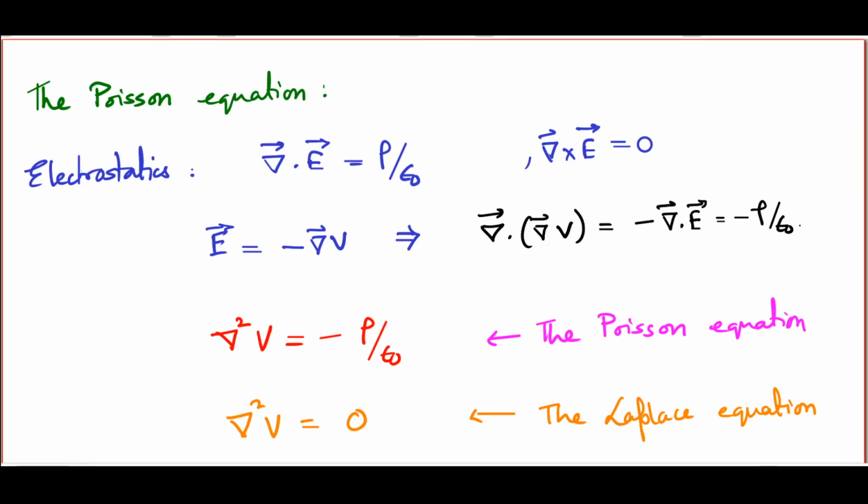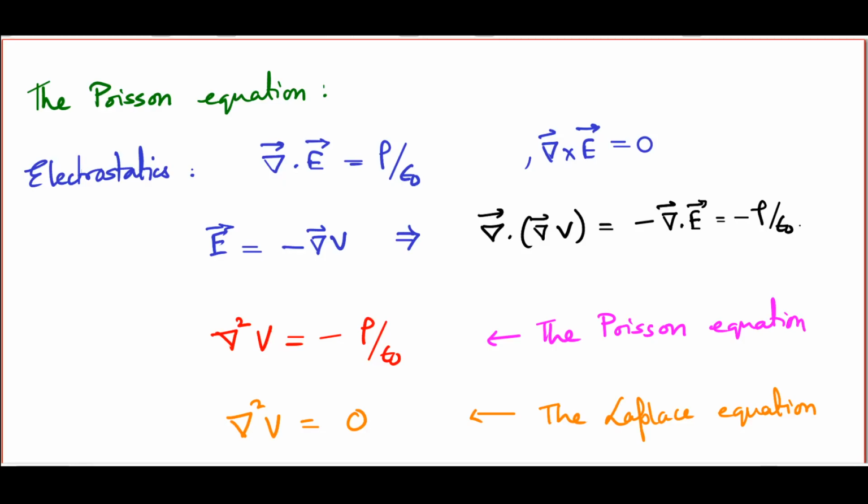Now, using the fact that divergence of E is rho by epsilon 0, this tells us the divergence of the gradient of V is nothing but the negative of the divergence of E, and therefore it's negative of rho over epsilon 0. So we end up with a very, very important equation in mathematical physics called the Poisson equation. Laplacian of V equals minus rho by epsilon 0.